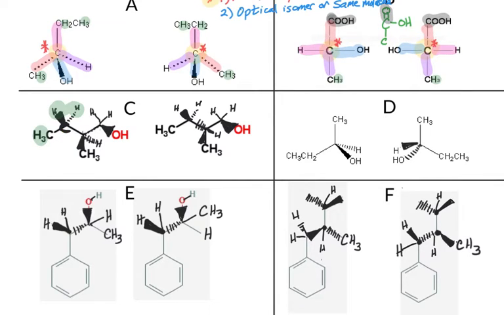The next one has the group that we just looked at. It has a hydrogen. It has another group, one of them with an OH, and it has a CH3 group. That is an asymmetric carbon because we've got 4 different things attached, so that's an asymmetric carbon. Let's look at the last one and see if it's asymmetric.